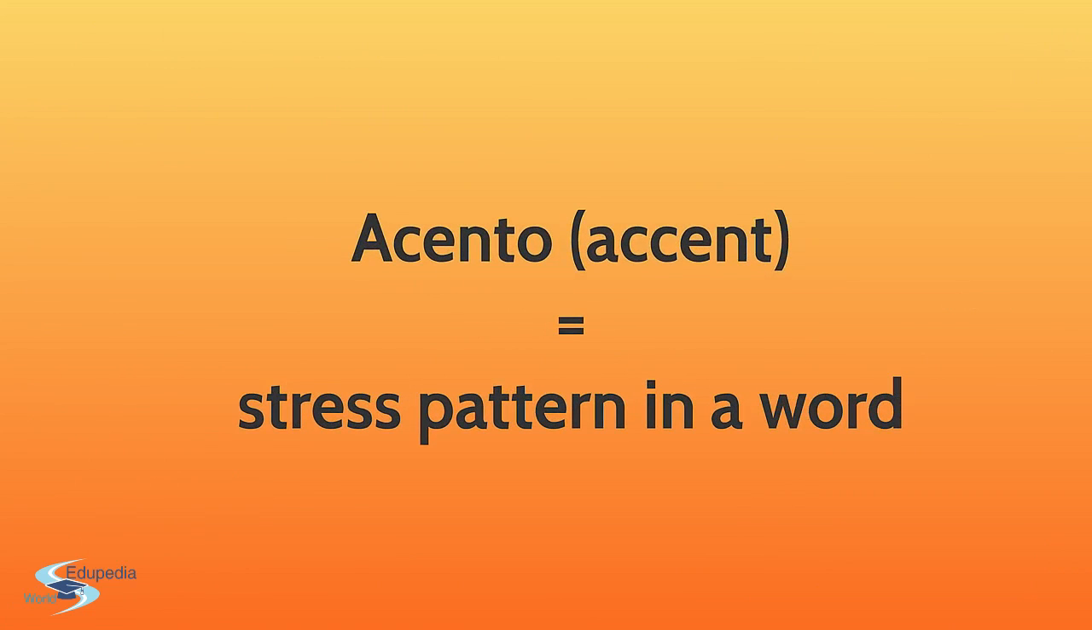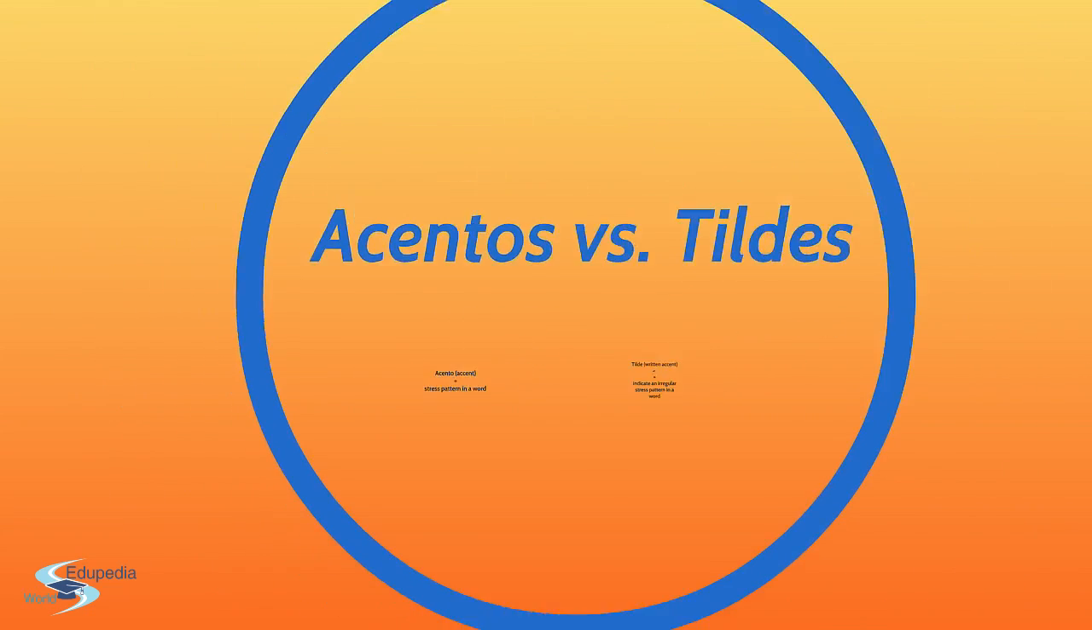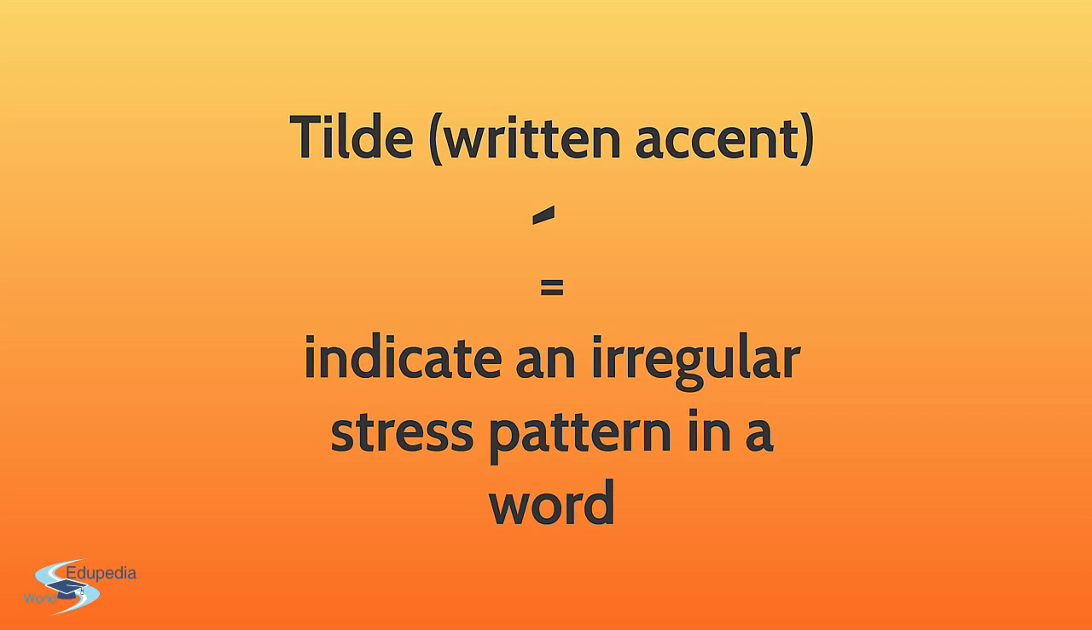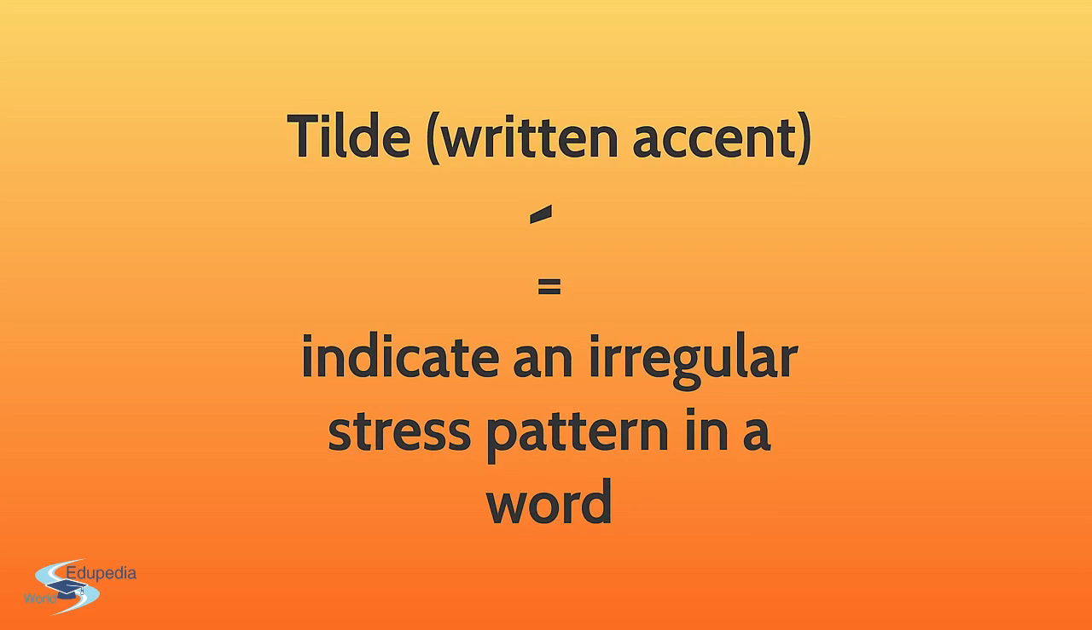An acento, an accent, is a stress pattern in a word. And it is not written. There is no sign of that stress pattern in that word, okay? It's like in English, just like where you put the emphasis when saying a word. And then the tilde is a written accent, as you can see on the screen, that little sign that you put on top of the letters. It indicates an irregular stress pattern in a word. It means that wherever that tilde, that sign, is put, that's where you put the emphasis.